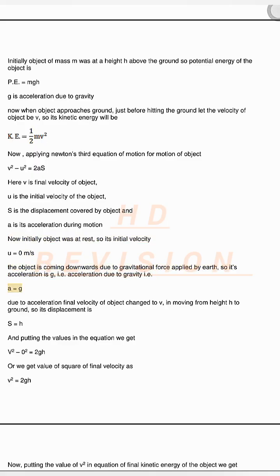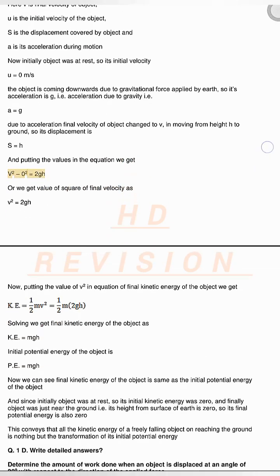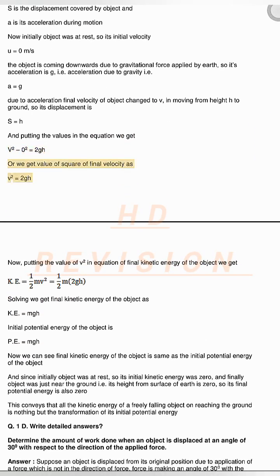So a equals g. Due to acceleration the final velocity of the object changed to v, in moving from height h to the ground, so its displacement is s equals h. And putting the values in the equation we get v squared minus 0 squared equals 2gh. Or we get the value of the square of the final velocity as v squared equals 2gh. Now, putting the value of v squared in the equation of the final kinetic energy of the object we get half m times 2gh.